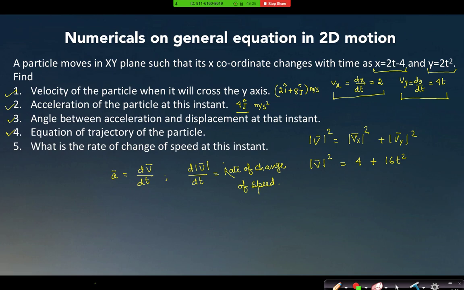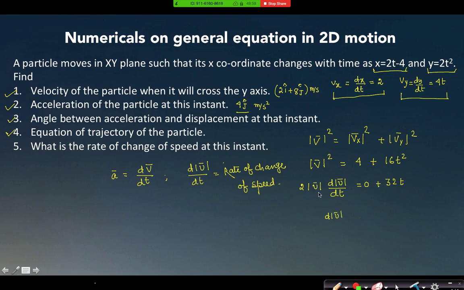Now can you solve this question? If I differentiate this function with respect to time, I will find my answer. Just try to solve it. 2 mod V into d/dt of mod V, yes or no? That is equal to differentiation of 4, which is 0, plus differentiation of this one, 32t. I have to find d/dt of mod V.